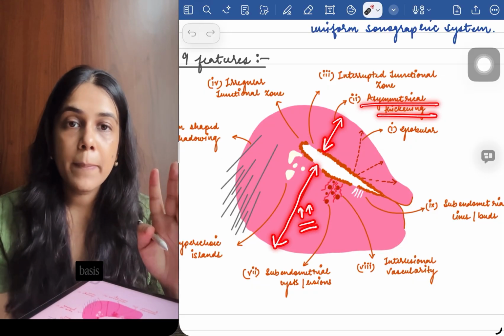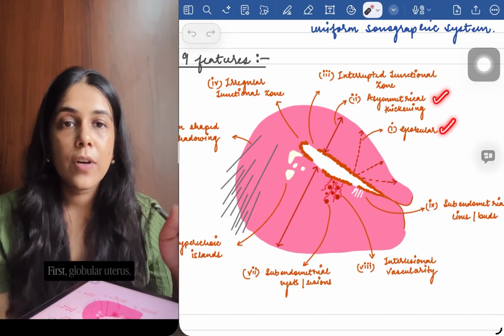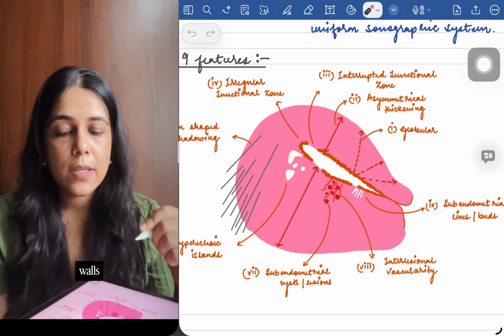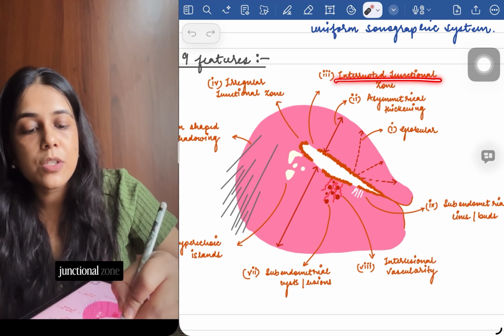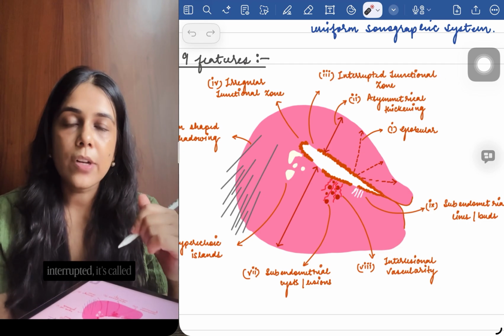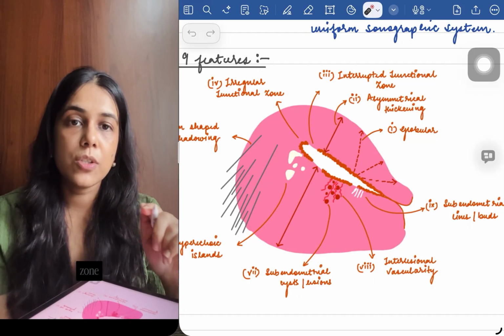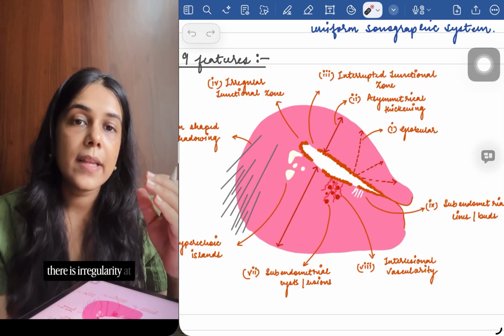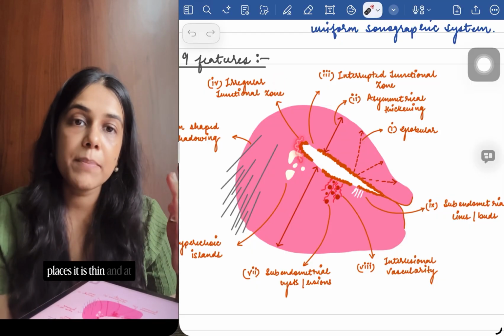So two features on the basis of thickening of the uterus. First, globular uterus, and second is asymmetrical thickening of the uterine walls. Third feature is interrupted junctional zone. Now the junctional zone is a zone between the endometrium and myometrium. When this zone gets interrupted, it's called interrupted junctional zone. And the fourth feature is irregular junctional zone. There is irregularity; at some places it is thin and at some places it is thicker.